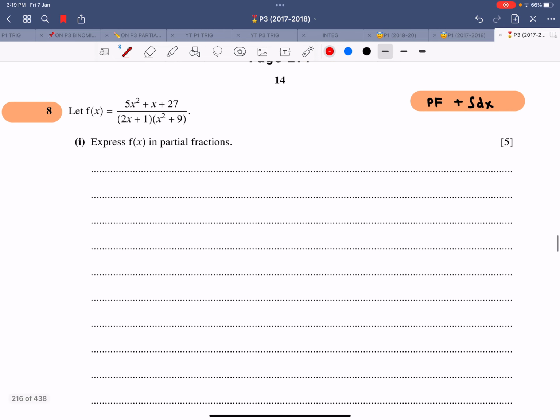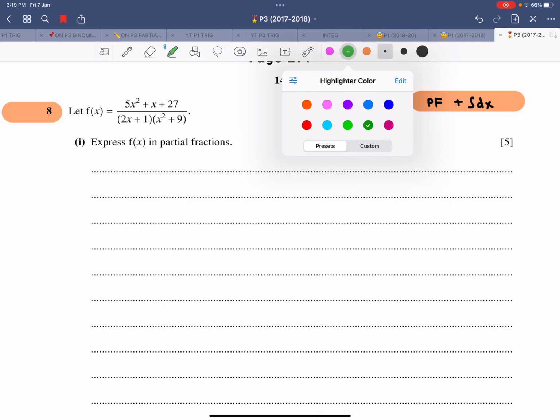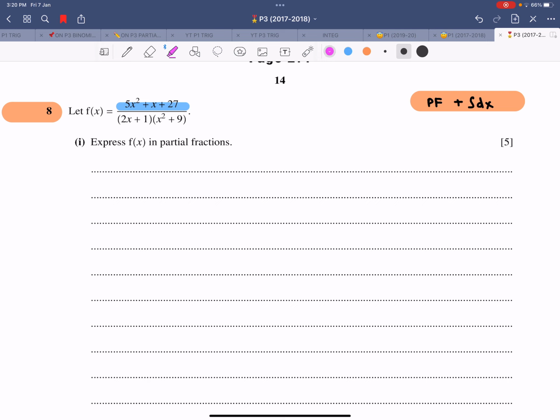Now, first of all, what is the first thing that we should look at in any question related to partial fractions? We should look at the numerator. We should look at the denominator. The highest power of the numerator is 2. That's the x squared term, and after multiplication, the denominator is x cubed. Therefore, it's a proper algebraic fraction. That means no long division is needed. It's proper. Just get started.